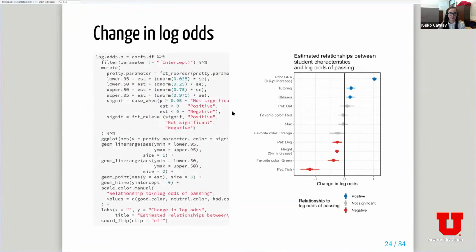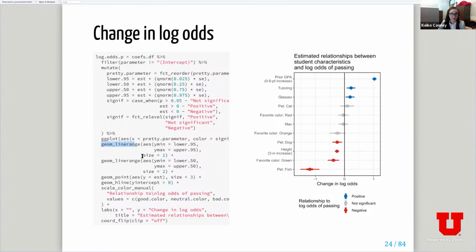So one of the things that we could do is create a caterpillar plot showing the change in log odds. The way that we do that in R is, we pull from that coefs.df data frame, which was storing all our parameters. We remove the intercept. We order each of the parameter estimates by sign and size. Then we added 95 and 50% confidence intervals. We did that by taking the parameter and then using the quantile norm function and multiplying it by the standard error. And then, of course, we used our handy ggplot for this plot.